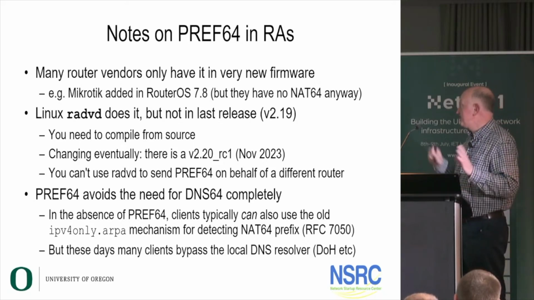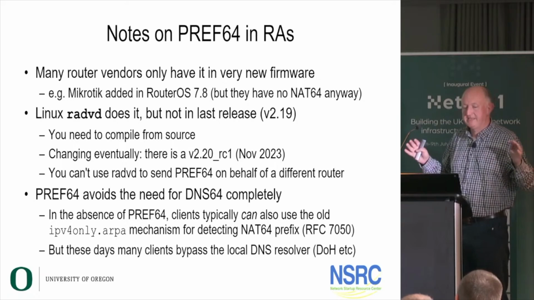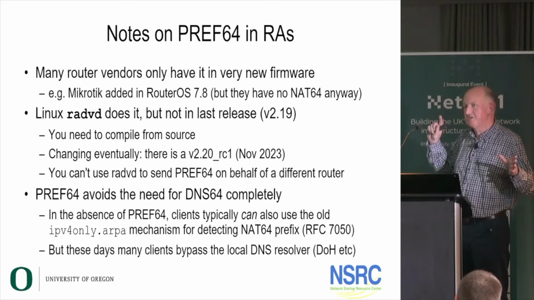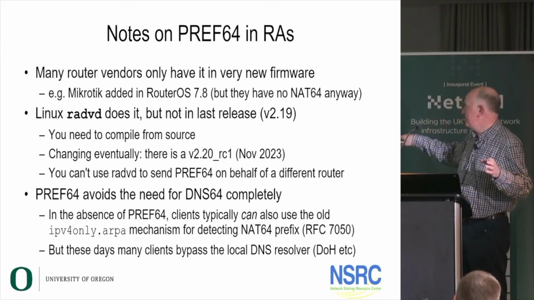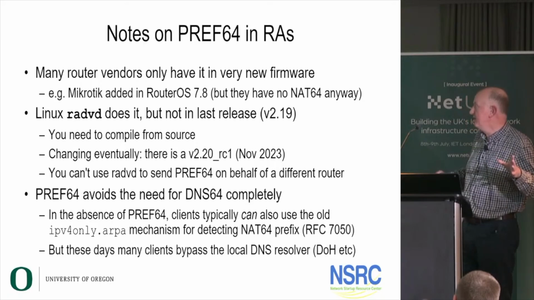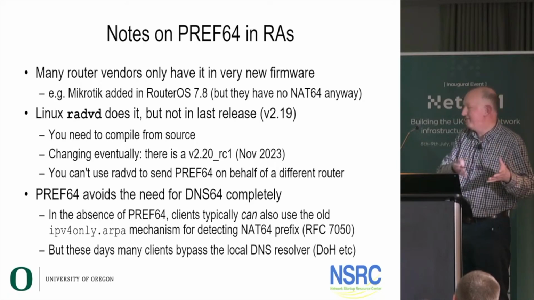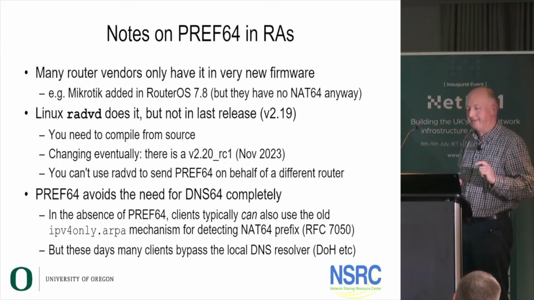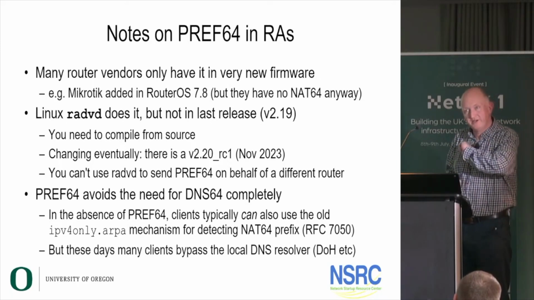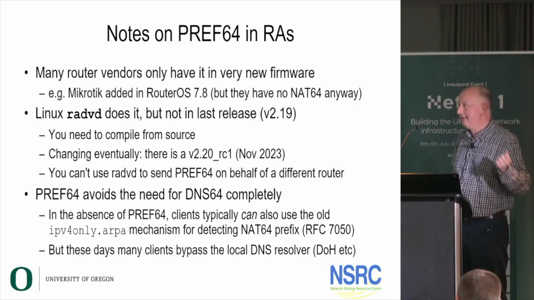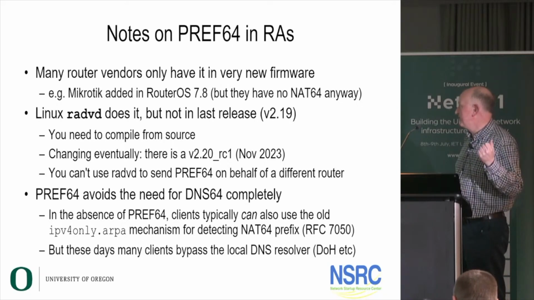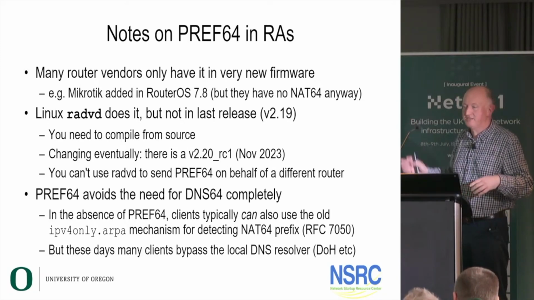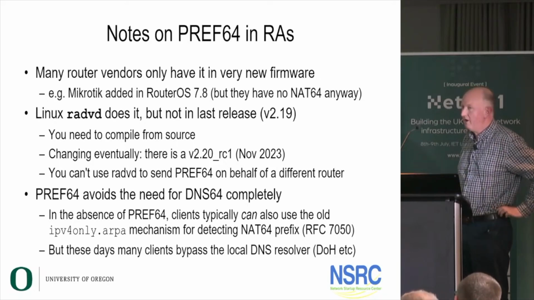Now, the really nice thing about Pref64 as the mechanism is that it completely avoids the need for DNS64. So prior to this, in order to discover your translator, there was this magic DNS mechanism in RFC 7050 where you would look up the AAAA record for ipv4only.arpa, and if you got the AAAA record, you knew it had been synthesized and you could get your prefix out of that. But that's no longer needed. DNS64 itself is now not needed at all. And that's kind of good because these days you find more and more clients who are bypassing the local DNS server anyway. The browser is doing DNS over HTTPS or DNS over QUIC, so you can't really rely on DNS for that.